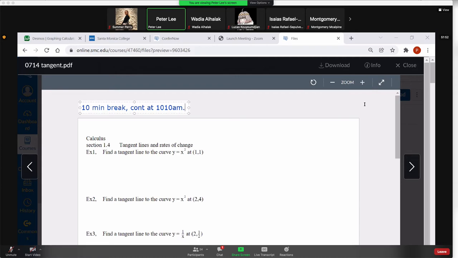Tangent lines and rates of change, example 1. Find a tangent line to the curve y equals x squared at (1, 1). Okay, so let me just magnify this page.